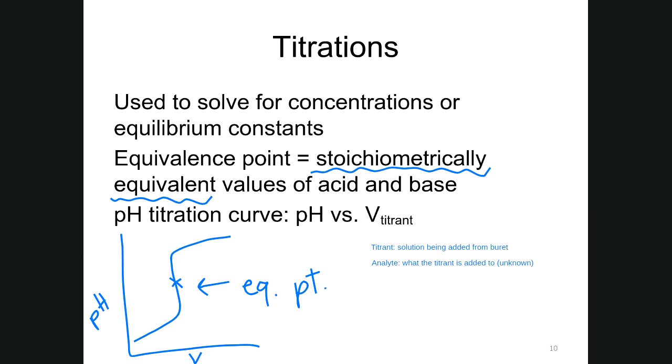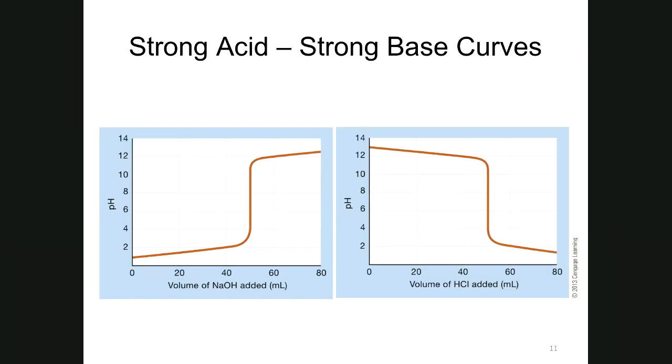So in this chapter, we're going to look at strong acid and strong base titrations, strong acid and weak base titrations, and strong base weak acid titrations. So we're going to start off just by looking at strong acid, strong base. And here are the two possible curves that we could end up seeing.